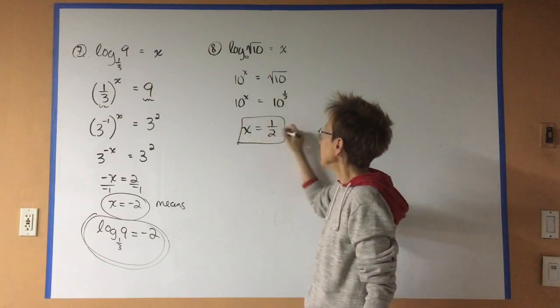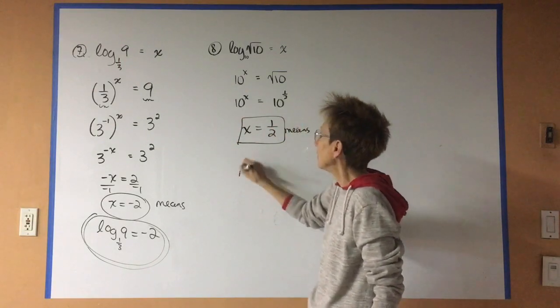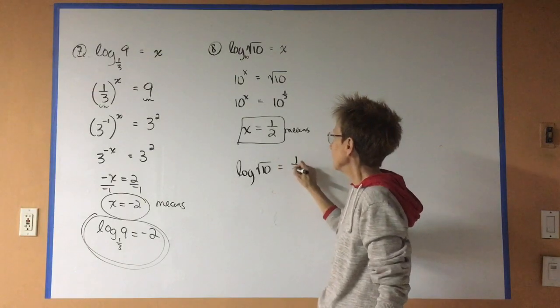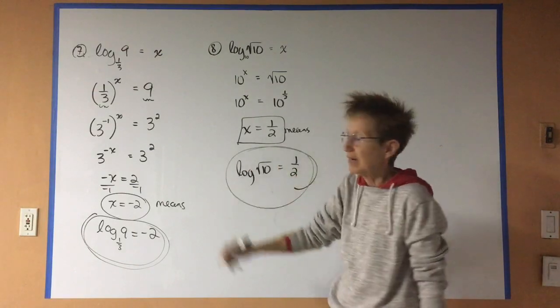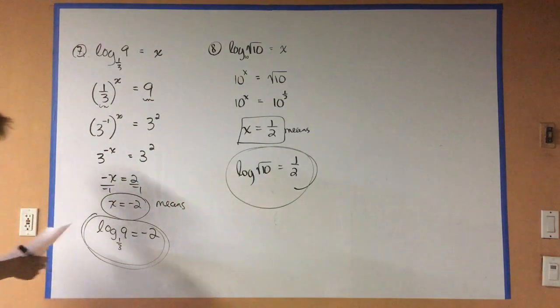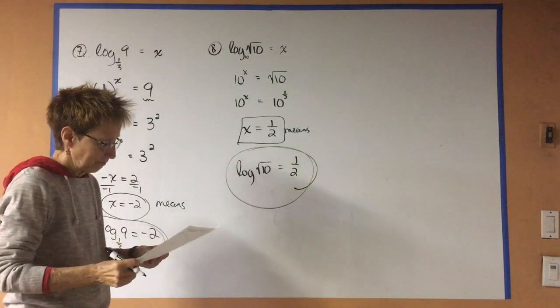So what does this mean? This means that my log of square root of 10 is equal to 1/2. And I've got my answer by doing it formally. I didn't cheat and put it in the calculator, although I could have on that one.